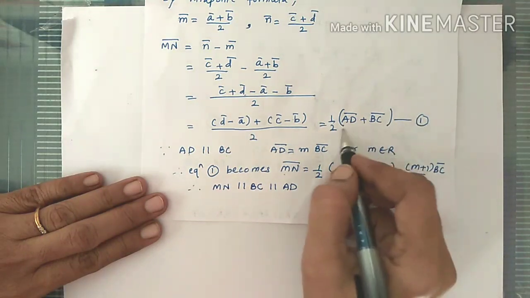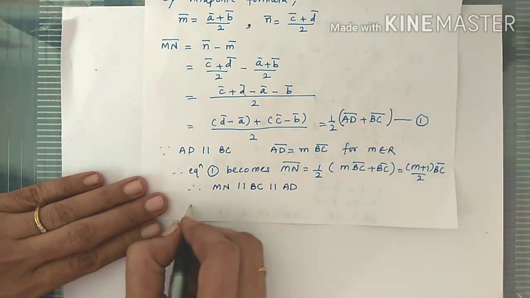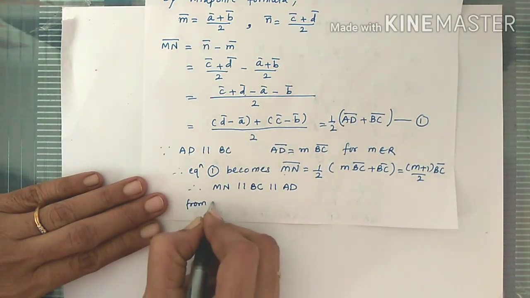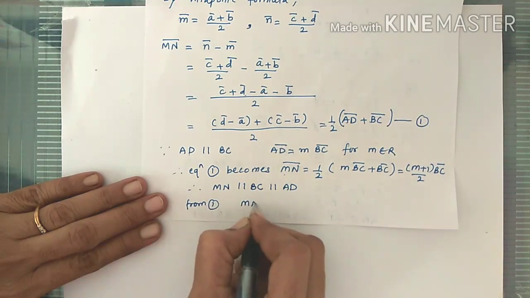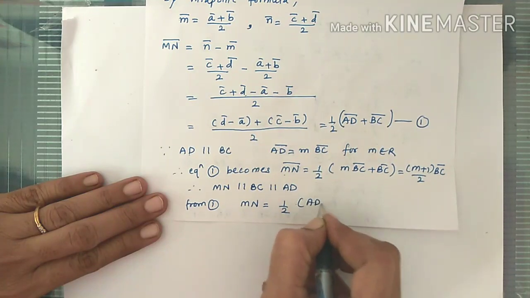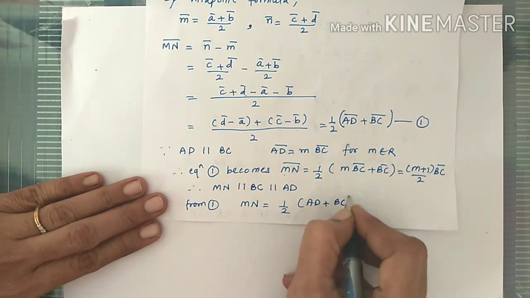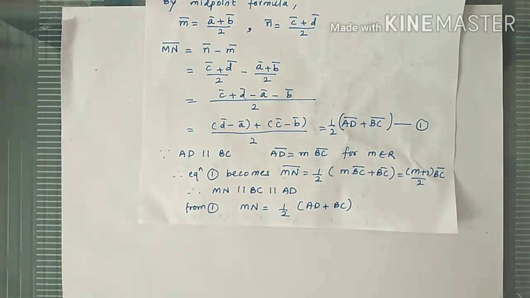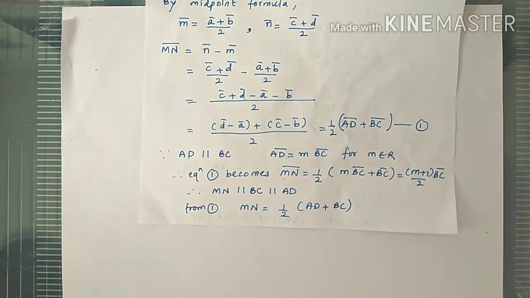And from equation 1, now we can consider the length. From equation 1, the magnitude of MN bar is MN, which is half, and here consider the magnitudes. We have half AD plus BC equals MN. So this is the proof. Therefore, the median of a trapezium is parallel to the parallel sides, and its length is half the sum of the parallel sides.